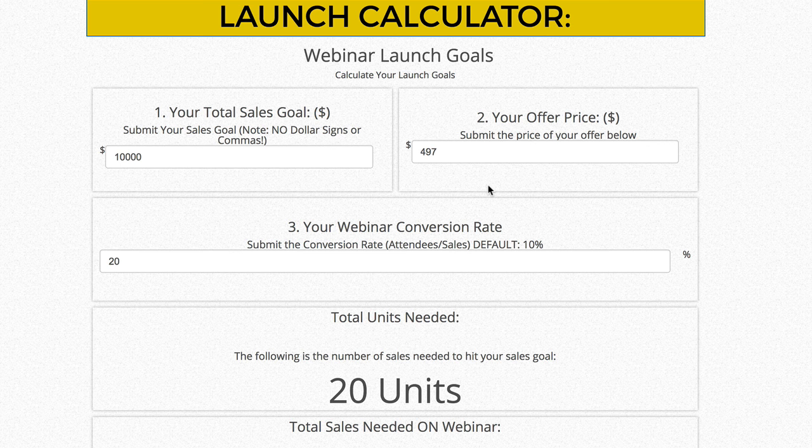And then the third one is the one you probably need the most help with, but you can just leave this as 10. If you know your webinar conversion rate, you can change this. This is attendees to sales. So this is the number of attendees divided by the number of sales or units sold. So if you had 5 sales on a 100-person attended webinar, that would be 5%, right? So this is a 10%. Once you have those 3 numbers, it automatically reconfigures everything. You don't have to do anything else. So I do recommend default 10% is a nice way to go.